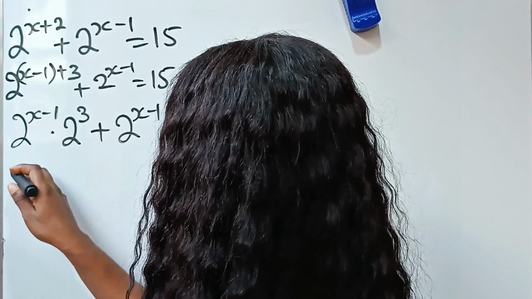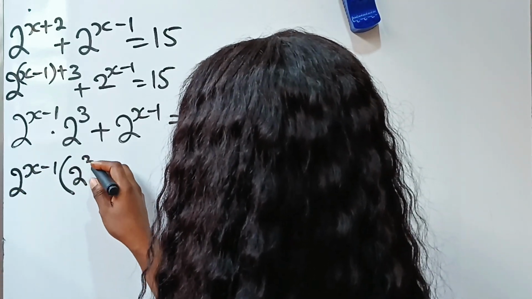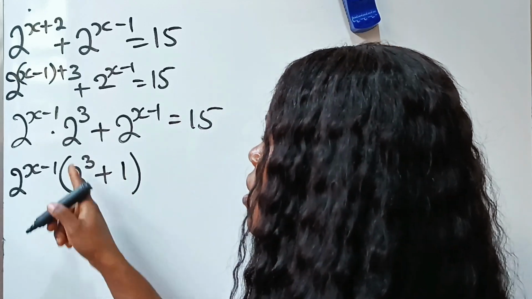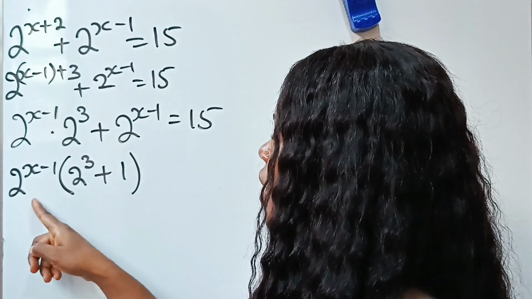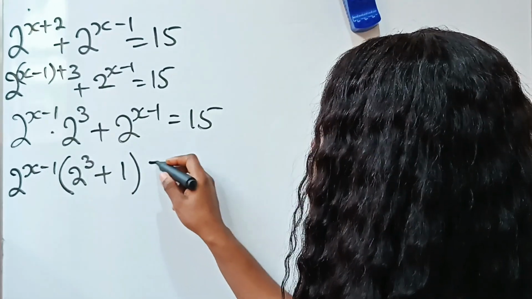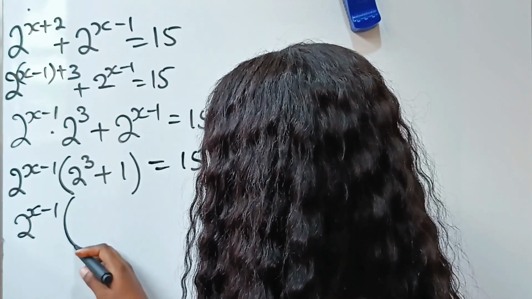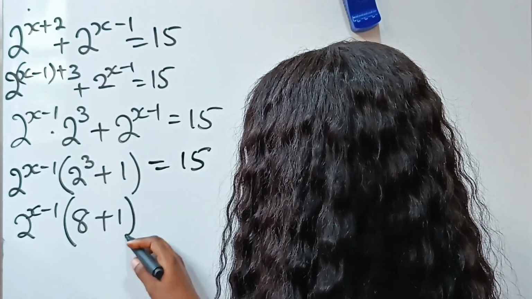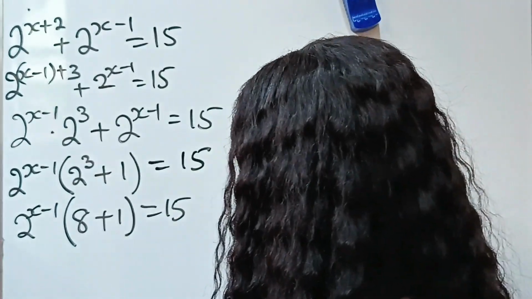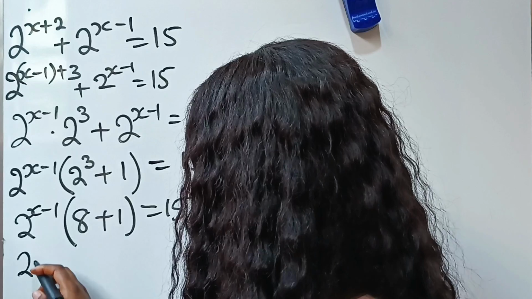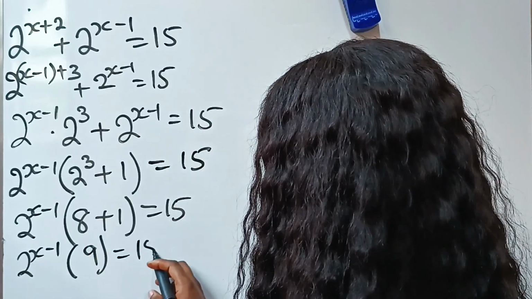So let's factorize. When we do that, we have 2 to the power of x minus 1, open bracket. What will remain is 2 to the power of 3 plus 1, right? Because when this is divided by this, 2 to the power of 3 will remain. And when this is divided by this, plus 1 will remain. Is equal to 15. So we have 2 to the power of x minus 1, bracket 8 plus 1 is equal to what? 15. All right. Now, 2 to the power of x minus 1, open bracket 9 is equal to 15.